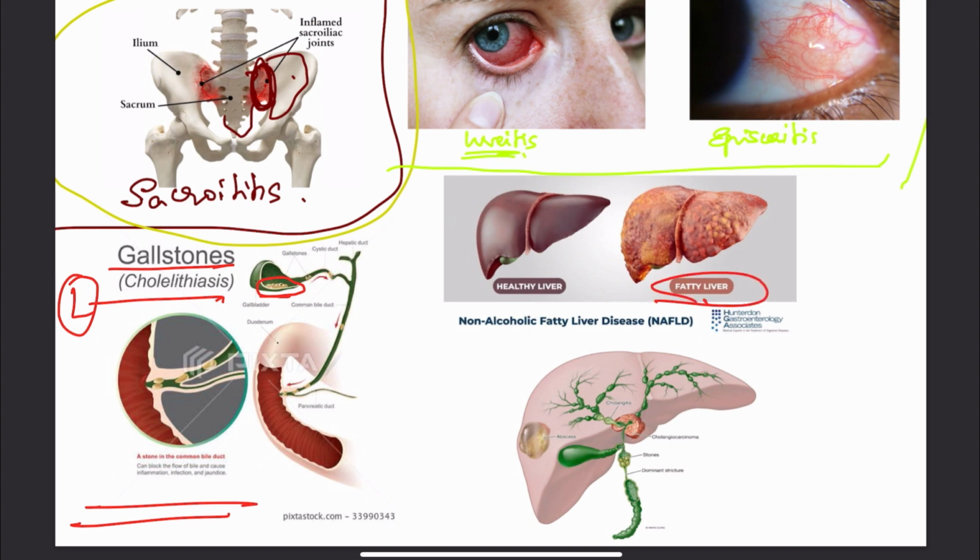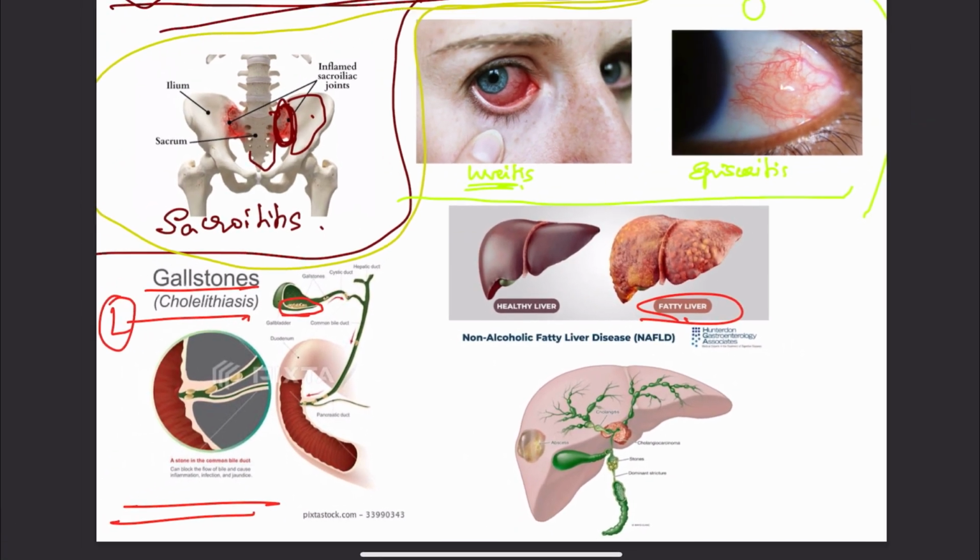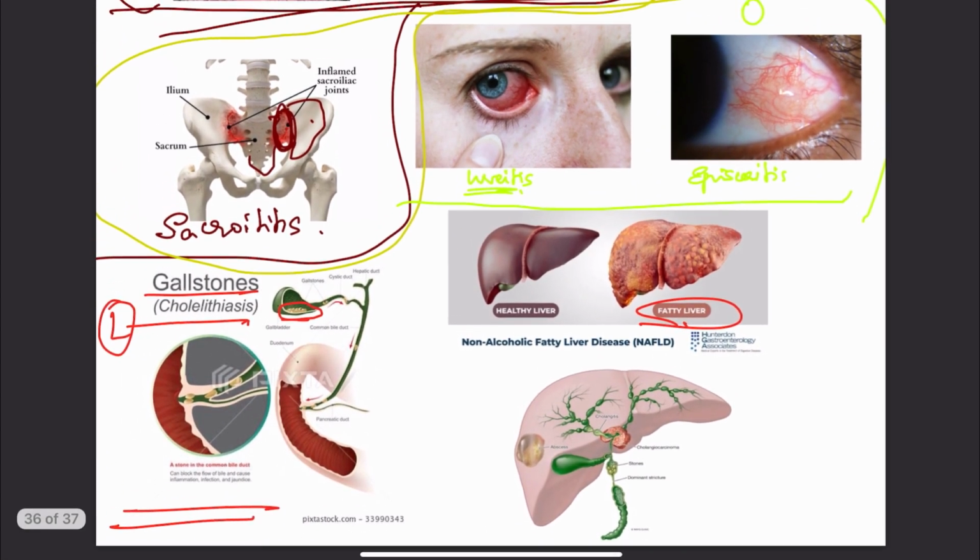So this is about gallstones, which is an extraintestinal manifestation of IBD, and also this can lead to fatty liver. Fatty liver is one more complication, and we also have primary sclerosing cholangitis. Primary sclerosing cholangitis is often present in cases of IBD, in 1 to 5% of IBD with colonic involvement.